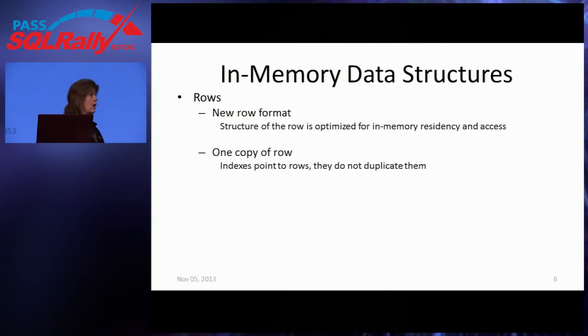So, as I mentioned, there are no pages, there are just rows. Your tables are made up of rows and rows and rows, and the structure of the rows is designed to be optimized, to be beneficial for in-memory access and not disk-based access. There's only one copy of every row. Columns from the rows are not copied into the indexes, not like with our regular clustered and non-clustered indexes where we can have lots of the key values duplicated in an index. The indexes don't duplicate anything, they just have pointers to rows.